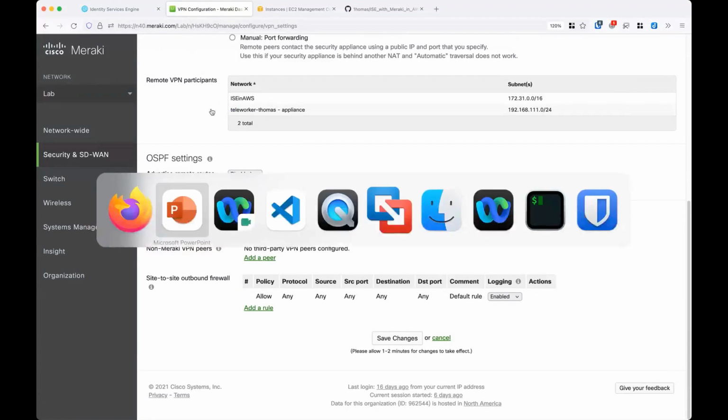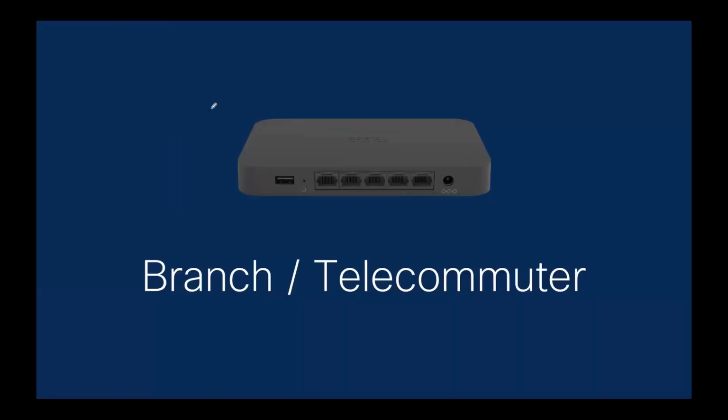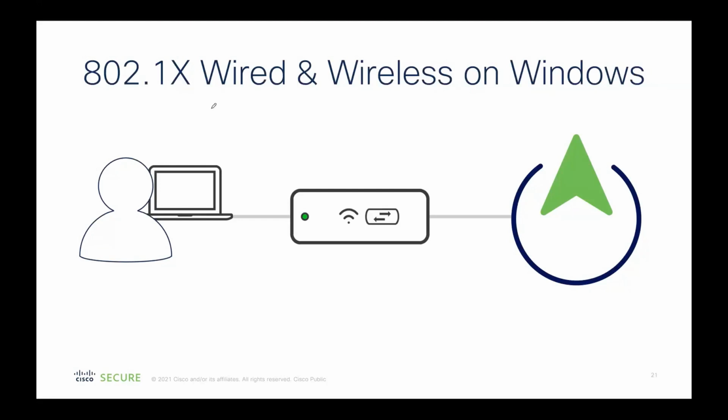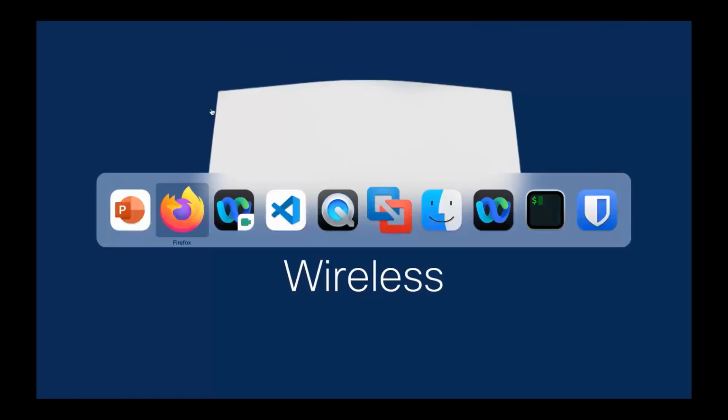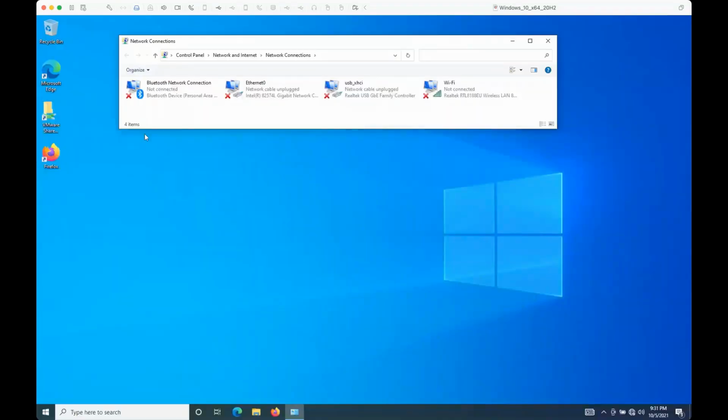So with that, I'm going to get back here and get onto the telecommuter box. We're going to do a quick wired and wireless demo of just a Windows machine doing your basic PEAP authentication, wired and wireless on this box. And then we'll get into wireless. So I've got a virtual machine sitting here. Let's wake it up. All right.